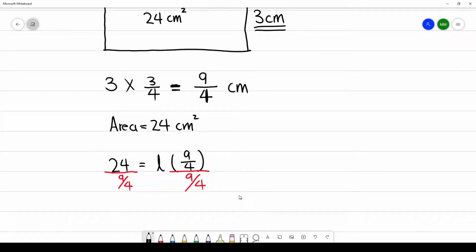So if it makes it better for you, you can do 24 and then divided by 9/4, you can write it like this as well. It means the same thing. And then equals L. So divide 9/4 on both sides.